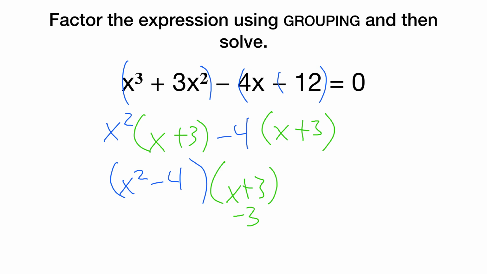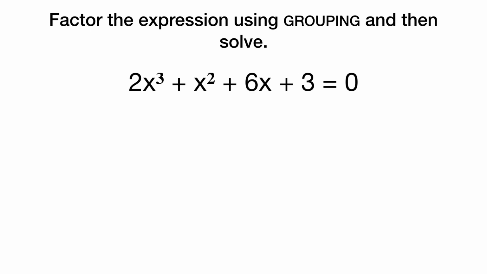Now, x squared minus 4 is a difference of squares, meaning I could simplify that to be x plus 2 times x minus 2. But ultimately, I could also write it as x squared minus 4 equals 0. I'd add 4, I'd square root, and I'd get 2 and negative 2. Those would be our answers. Let's try another. So let's do it again.